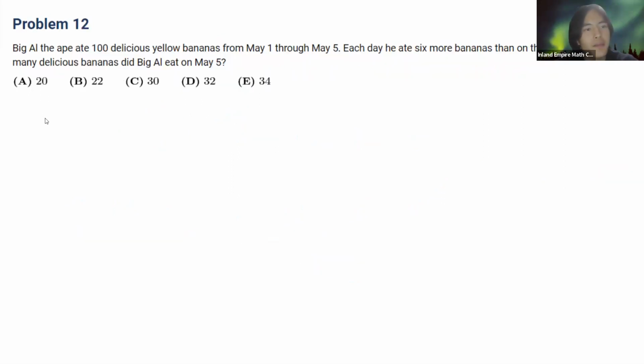So problem 12. Big AI the ape ate 100 delicious yellow bananas from May 1st through May 5th. Each day he ate 6 more bananas than on the previous day. How many delicious bananas did Big AI eat on May 5th?